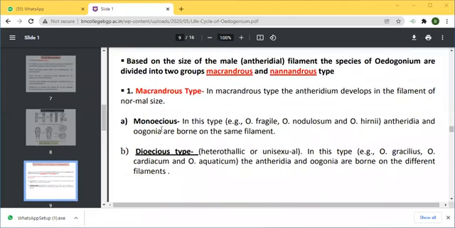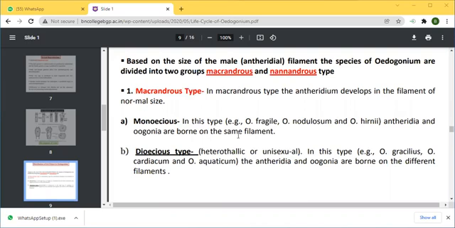What is monoecious? These are the examples, guys: Oedogonium phraseola, Oedogonium nodulosum, Oedogonium hirnii. These are examples of monoecious, where Antheridia and Oogonia are born on the same filament. In the same filament you can observe both the male and female. This is called the monoecious type of Macrandrous.